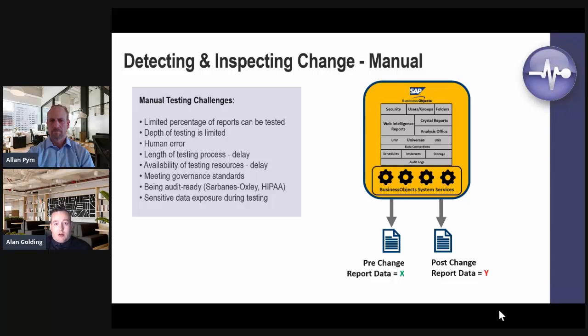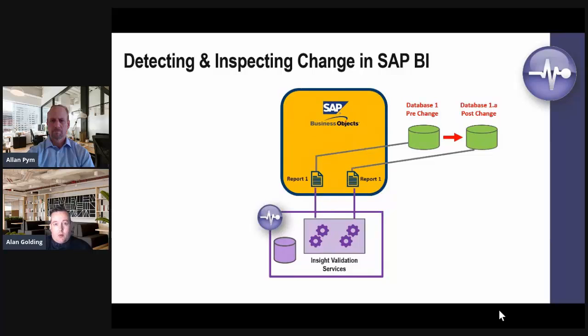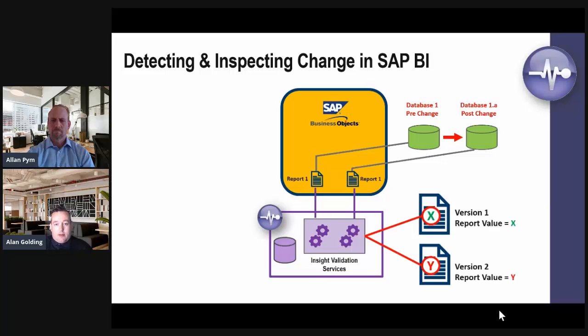So let's take a look at some of the scenarios as to why and when testing can happen. Here we're looking at where there is a reporting database change behind the report in business objects. That can certainly cause data to change within a report. So for any changes that happen to the database, it's important to test these reports so that the results are the same. And the APOS Insight validation service can do that, but not only that, it does it in bulk, on a large volume of reports, and it's all automated as well.